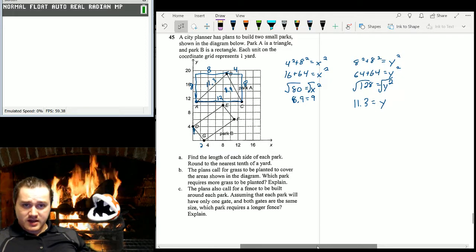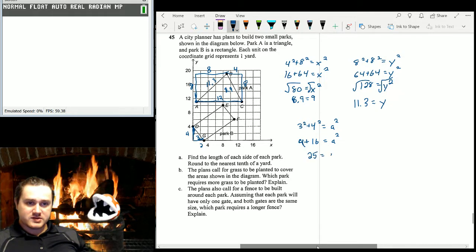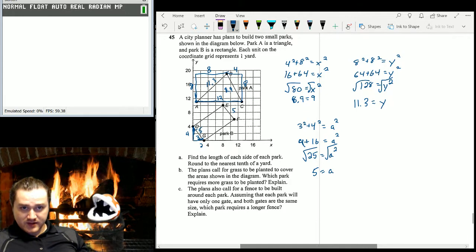So anyway, going up and down, it's 4. Left and right, it's 3. So it would be 3 squared plus 4 squared equals, and we'll go with a squared this time since I've already used x and y. 9 plus 16 equals a squared. And that's 25 equals a squared. Square root. And 5 equals a. So this is a length of 5, which makes this length 5 as well.